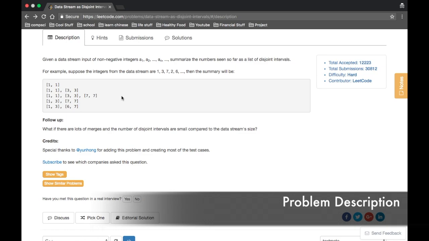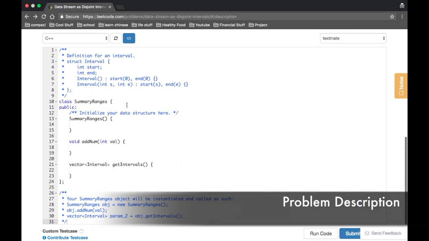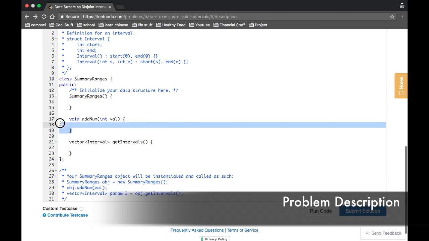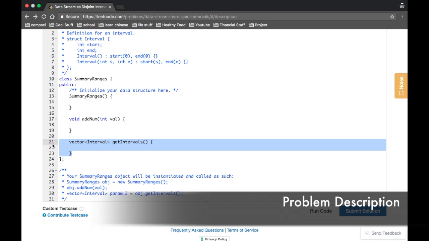So when you put in 1, you make an interval from 1 to 1. Then when they put in 3, it's interval 1, 1, 3, 3. 7, same thing, 1, 1, 3, 3, 7, 7. When there's a 2, it connects 1, 1 and 3, 3 and becomes 1 to 3. So now it's 1 to 3 and 7 to 7. And same thing with 6. 6 combines with this interval, 7 to 7, to make 6 to 7. So basically you have to make a data structure. You set it up over here, then you add numbers to your intervals, and then get intervals returns those intervals.